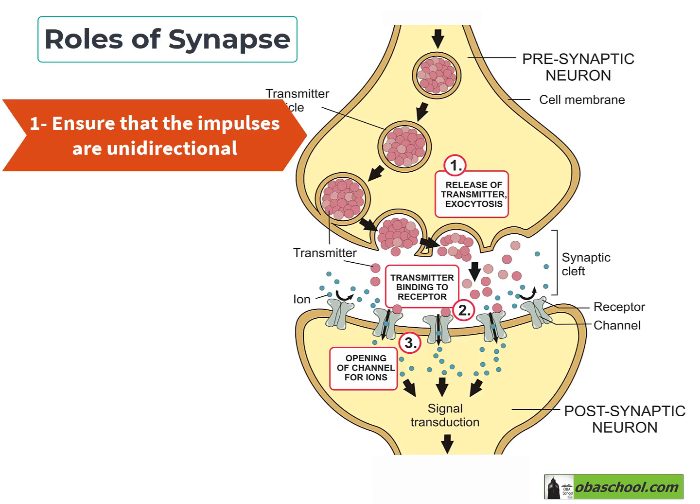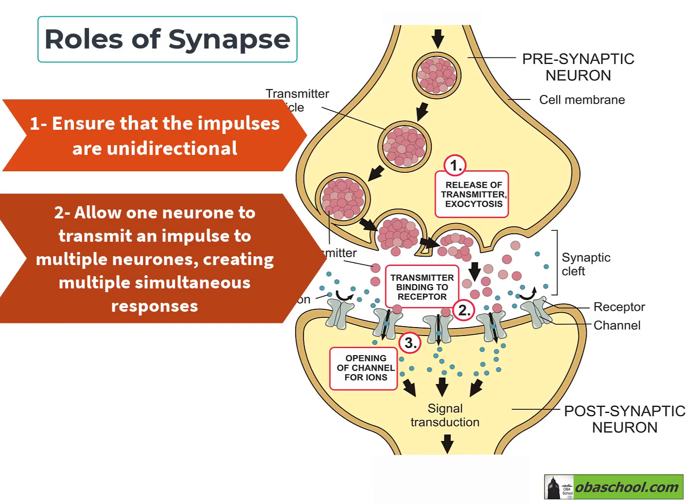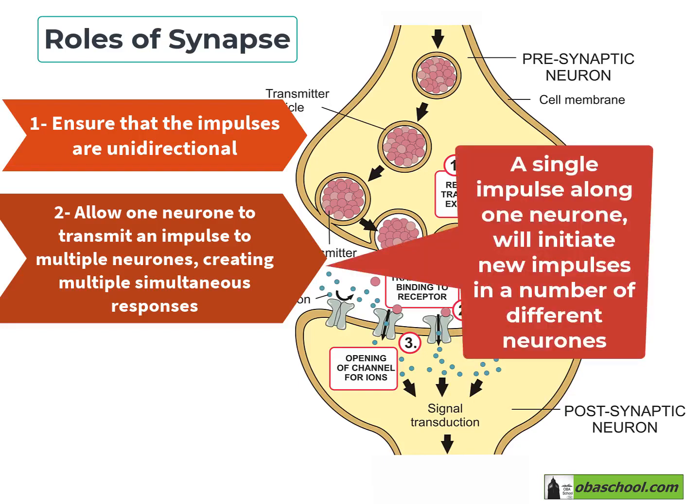In addition, synapses will allow one neuron to transmit an impulse to multiple other neurons at the synapse. This will create multiple simultaneous responses. In other words, a single impulse along one neuron will initiate new impulses in a number of different neurons that are found at the synapse.